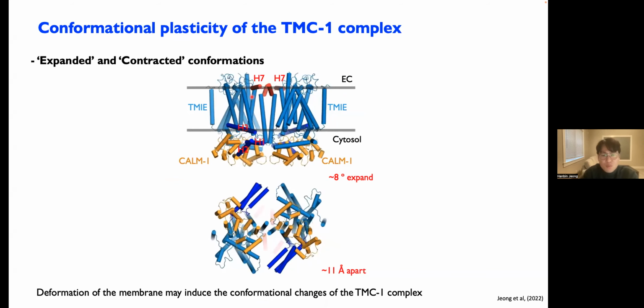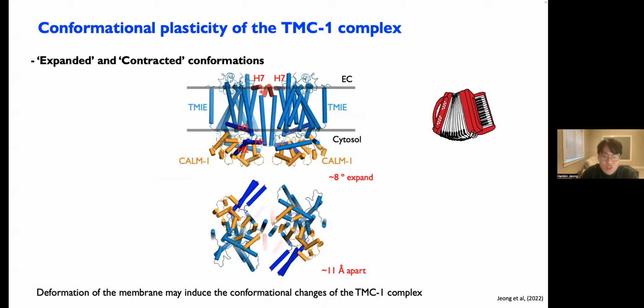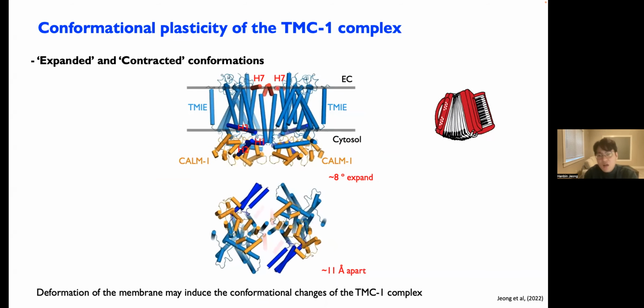And this movie shows the conformational changes between 2 conformations. As you can see, the movement between the 2 conformations is a breathing-like motion, which we also named accordion-like motion. The axis of rotation is parallel to the membrane. So I believe these 2 conformations suggest the conformational flexibility of the TMC1 complex.